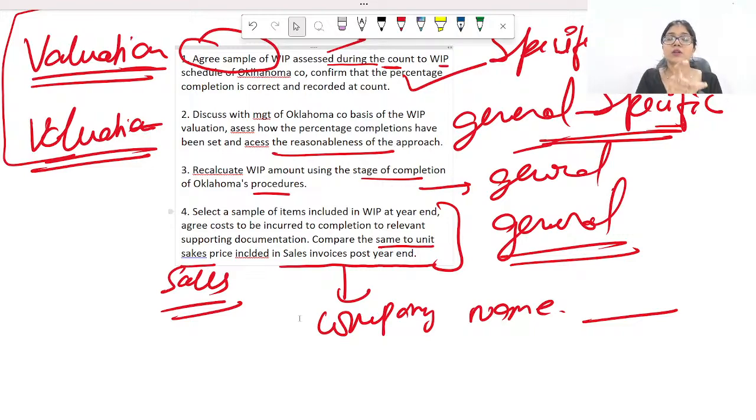Again, here we are more related to the valuation assertion only. So we will be looking at the cost of the inventory, the valuation of the work in progress inventory, and we'll compare it to the unit prices, the sales prices included in the sales invoices. So we are comparing the cost of our inventory to the selling price included in the sales invoices to get the valuation of our work in progress, that is, the value of the inventory in our work in progress. That is what is mentioned over here.